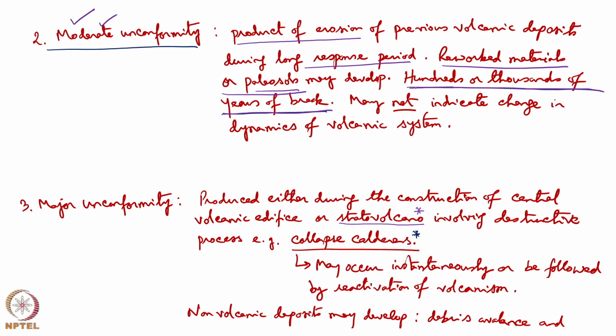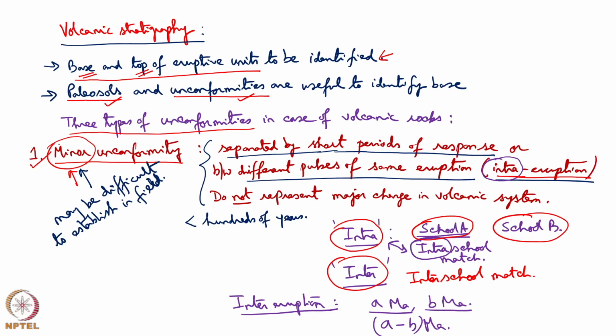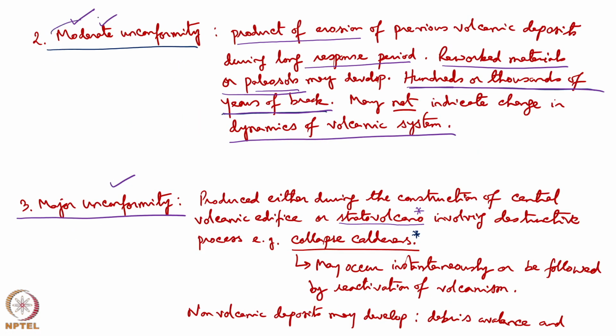Even though it indicates a longer time gap of hundreds or thousands of years of break, it may not indicate a change in the dynamics of the volcanic system. So, hundreds or thousands of years time gap revealed in the volcanic rocks may not indicate a change in the dynamics of the volcanic system. Now, we come to the major unconformity. As we saw, when we were using the word minor, it indicates smallest time gap. When we use the word moderate, it indicates a bigger time gap, and when finally we use the word major, it indicates a still bigger time gap, and this time gap will be more than few thousands of years.